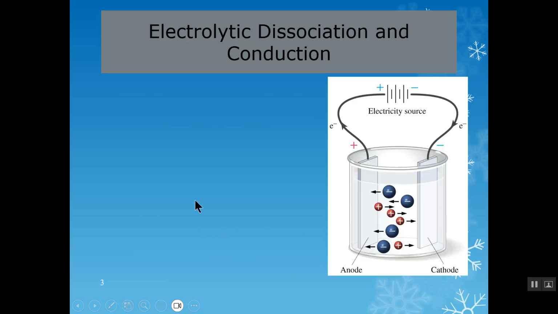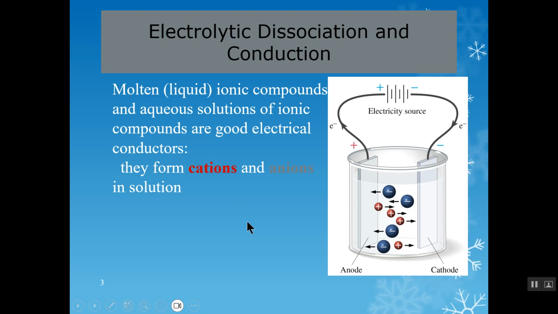Now, one of the properties of ionic compounds is that when they are dissolved in water, or if you melt them and they become a liquid, which we call the molten form of the compound, the ions will start moving around freely. You're going to have the positive ions, the cations, and the negative ions, the anions, moving around freely in either the solution or the molten form. That's what's being demonstrated here.